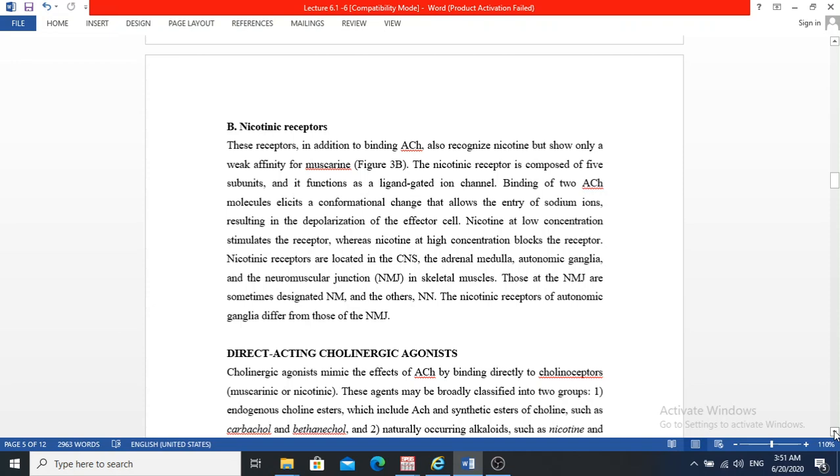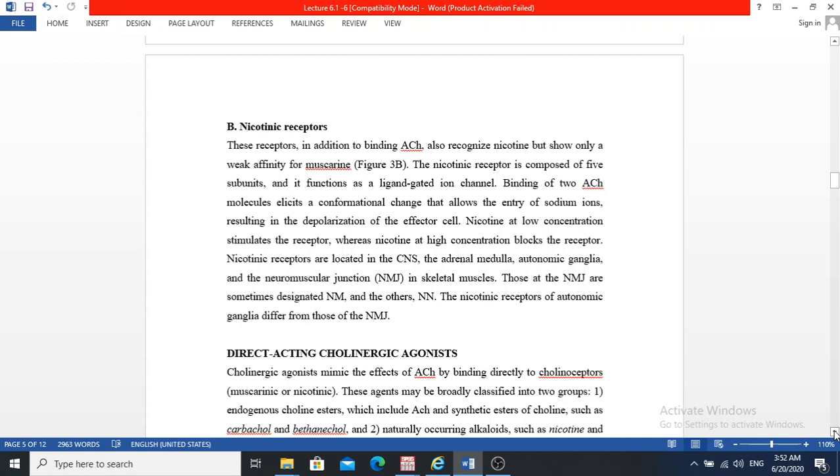Nicotine at low concentration stimulates the receptor, whereas nicotine at high concentration blocks the receptor. Nicotinic receptors are located in the CNS, the adrenal medulla, autonomic ganglia, and the neuromuscular junction in skeletal muscle. Those at the neuromuscular junction are sometimes designated neuromuscular, and the other neuronal. The nicotinic receptors of autonomic ganglia differ from those at the neuromuscular junction.